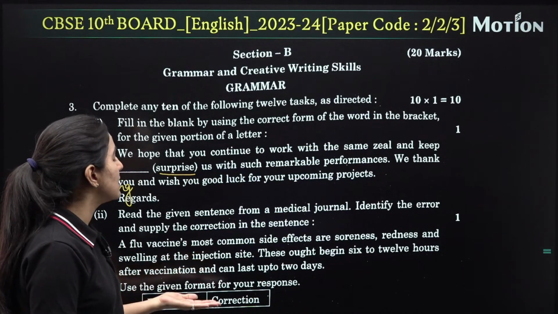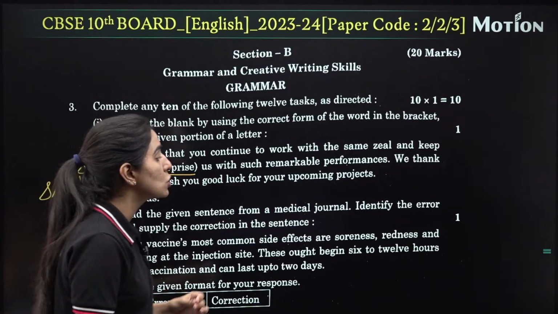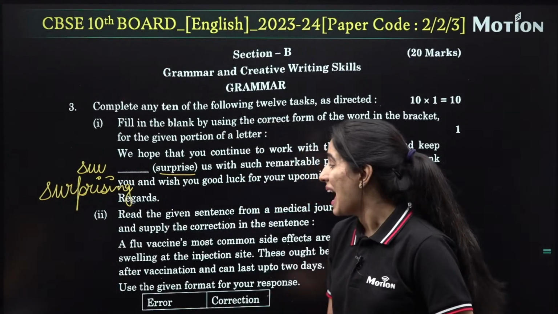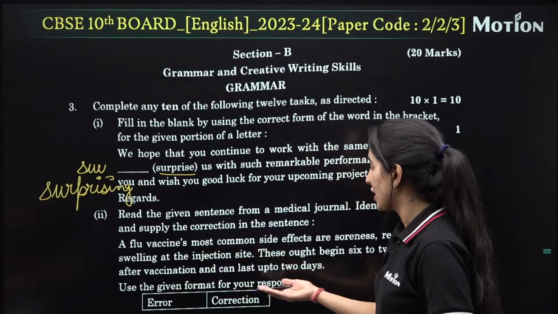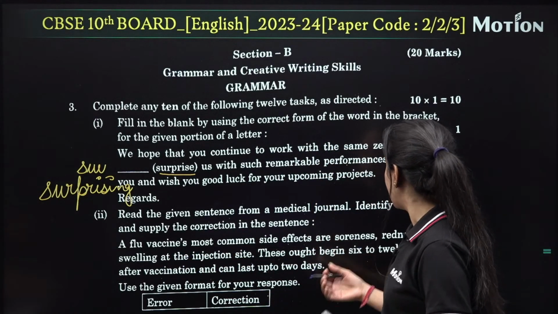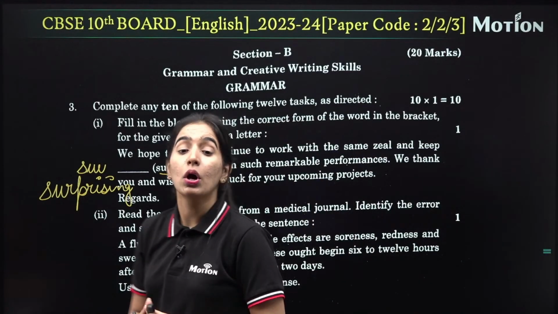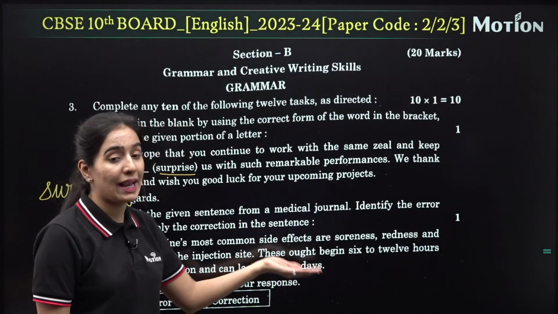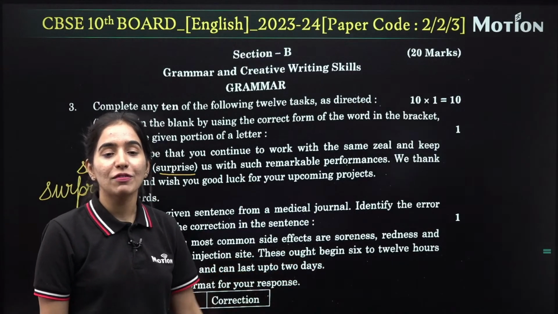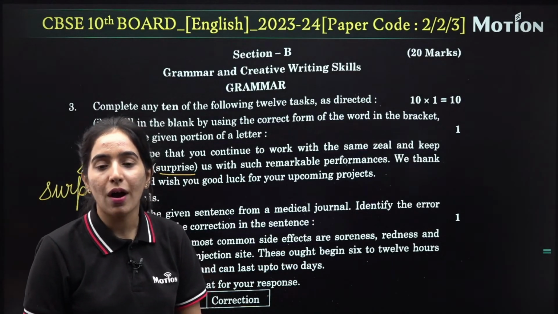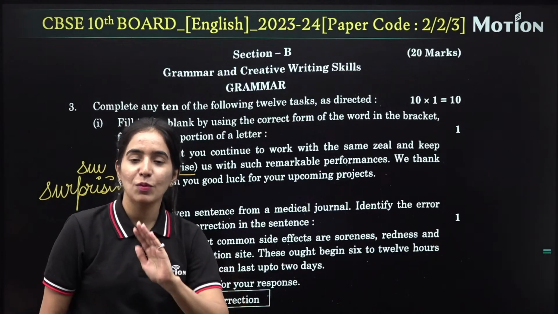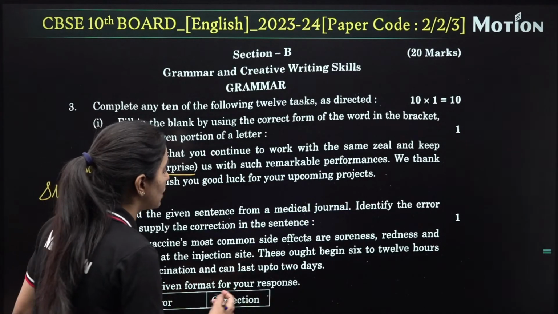So, of flu vaccines, most common side effects are soreness, redness, and swelling at the injection site. These ought begin 6 to 12 hours after vaccination and can last up to how many hours? Up to 2 days, and can last up to 2 days. So, what have you selected in this one? I want to know your answers. Okay, Deepa, you directly want the answers. So, we'll try to directly jump on to the answers.